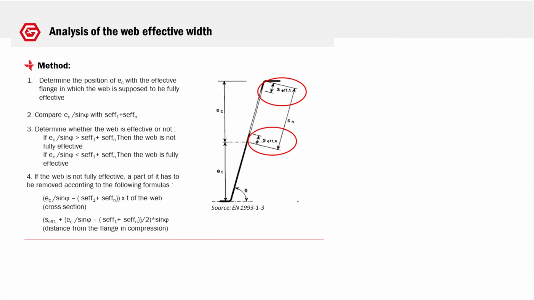The first formula, in fact, is the difference between e_c divided by sine phi minus, in brackets, S effective 1 plus S effective n, multiplied by t, the thickness of the web. So, if the web is not totally effective, we will carry out a fictive hole to take into account this problem. And the choice is made by comparison of the distance e_c divided by sine phi with the quantity S effective 1 plus S effective n that represents the resistance of the web without buckling.